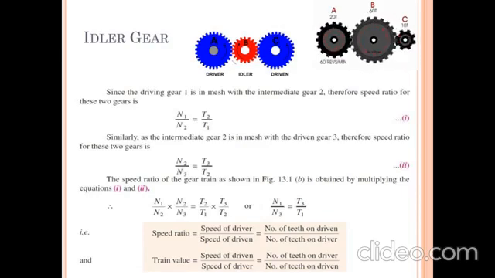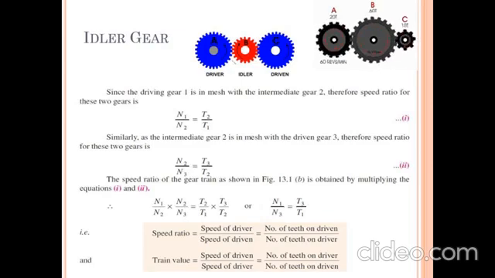Now, sometimes the distance between the two gears, or the distance between two shafts, the input shaft and the output shaft, is very large. The motion from one gear to another gear in such a case may be transmitted in either of two ways. The first way is by providing large size gears.